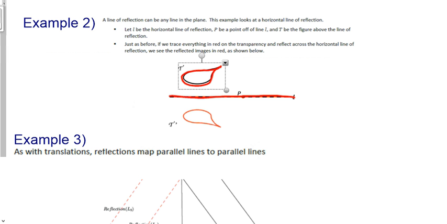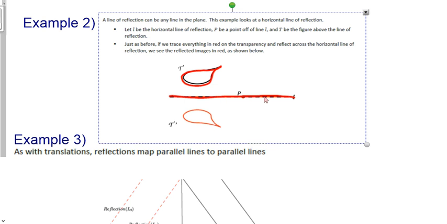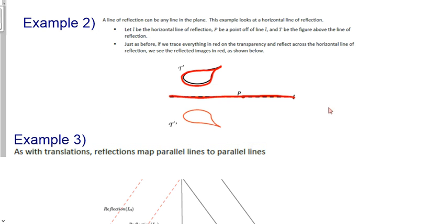All right. The second example here. With the second example, it shows the same thing, but this time we have a horizontal line of reflection, and that's okay too. We can have any line of reflection. Your line of reflection can be vertical, it can be horizontal, it can be diagonal. You could have a diagonal line of reflection and reflect the figure across it just the same way. You pick it up, you throw it over, and you're going to get the exact same figure.